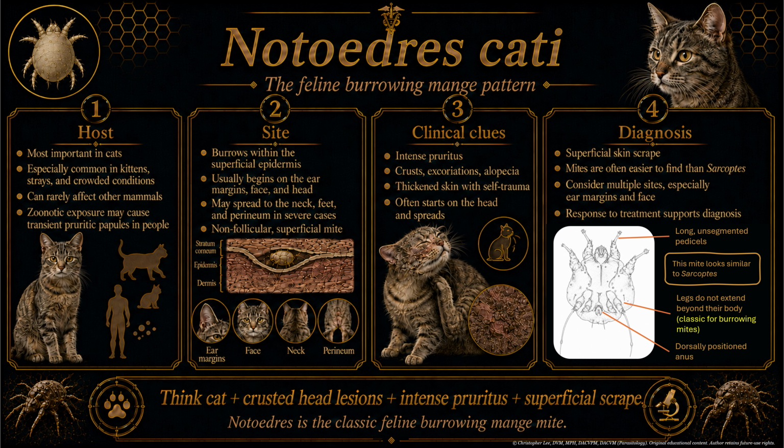This may not be the first detail discussed during client discharge, but it is an extremely helpful distinction under the microscope. Although uncommon in North America, notoedric mange can be severe and highly contagious among cats. It may also cause transient pruritic lesions in exposed people, so recognition matters for both the patient and the household.